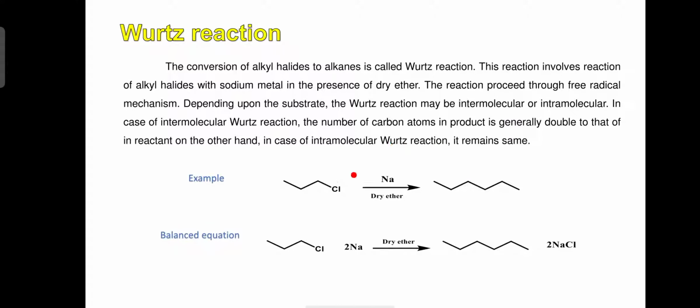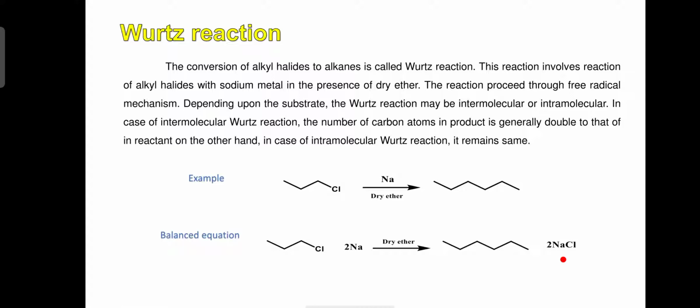So first of all, here is an example of this Wurtz reaction. This is propyl chloride. When it reacts with sodium in the presence of dry ether, it forms a 6 carbon product, that is hexane. And here is the balanced equation for this reaction. 2 atoms of sodium metal are needed, and 2 moles of propyl chloride are needed to form 1 molecule of hexane, and 2 molecules of sodium chloride will be formed as a side product.